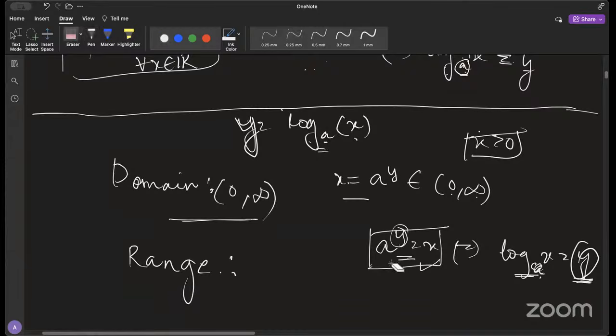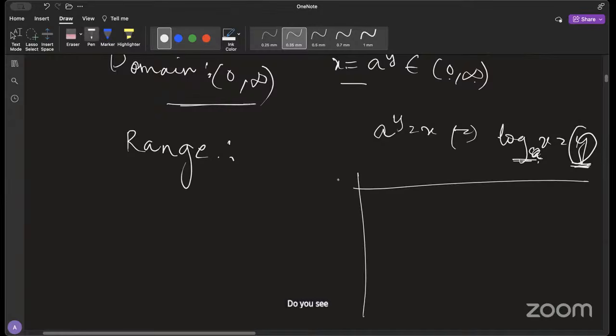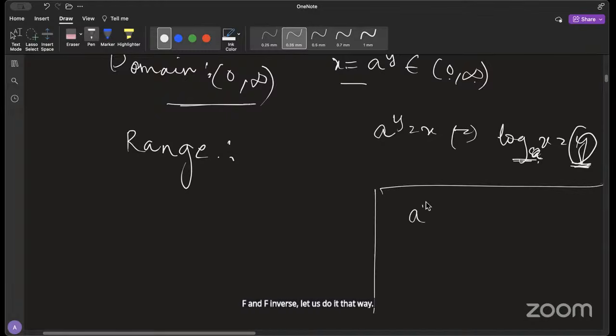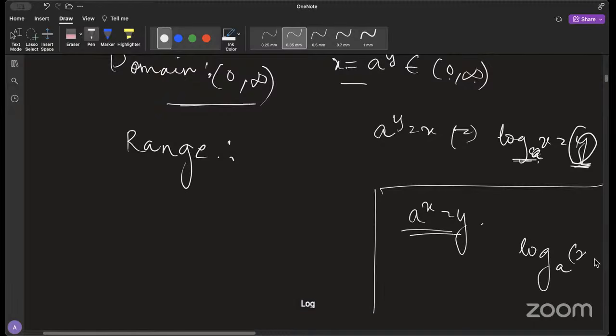Is this part clear? Can you repeat again with the example? Do you remember what invertible and inverse functions are? F and F inverse. Yeah. Let's do it that way. If you have a to the power x equals y, if this is a function, then what's this function? Log base a of x. This function is the inverse of this function. If this is f, then this is f inverse.